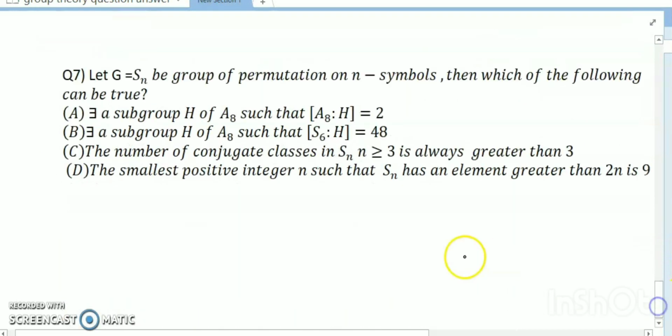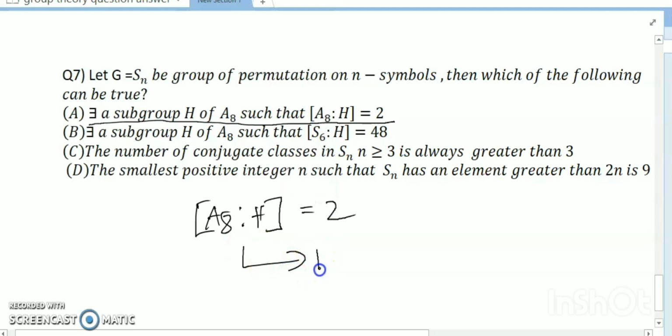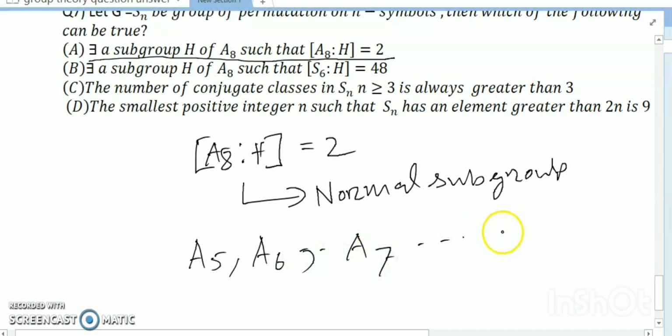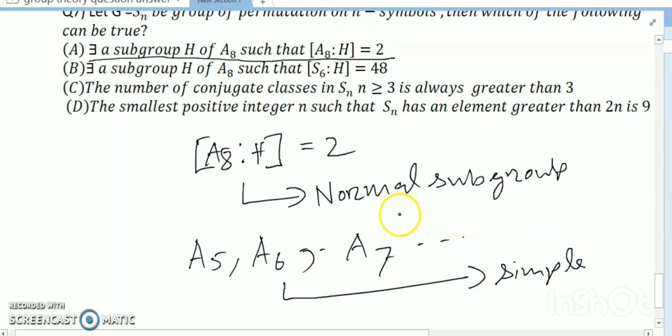Okay, next, again we will go to question number 7. Let G equal S_n be a group of permutations on n symbols, then which of the following can be true? There exists a subgroup H of A8 such that the index of H is equal to 2. When the quotient group has order 2, then H is a normal subgroup. But you have to remember that A5, A6, A7, up to A8 and larger, these alternating groups are all simple groups, friends. So option A is not correct.